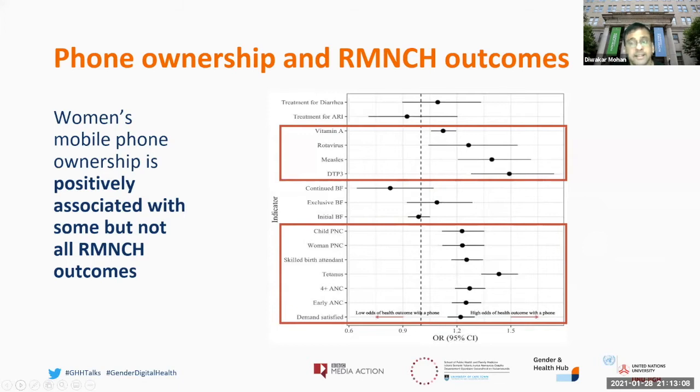Does phone access by itself influence these indicators? Or is this merely a result of who can afford a phone? Evidence from decomposition analysis that's not shown here suggests that while certain indicators like skilled birth attendance are more about who can afford a phone, other indicators like immunization appear to be influenced by the availability of access to a phone.